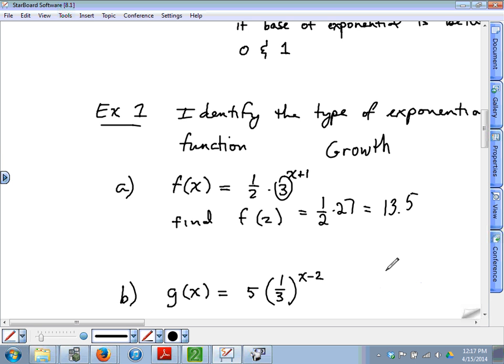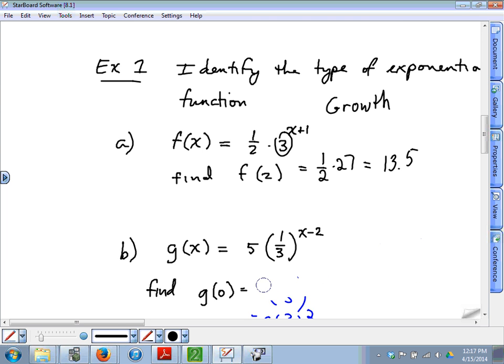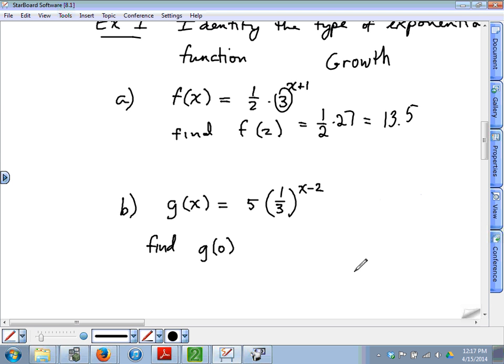That was decay, I just changed it, because it's less than 1 and between 0 and 1. What's g of 0?